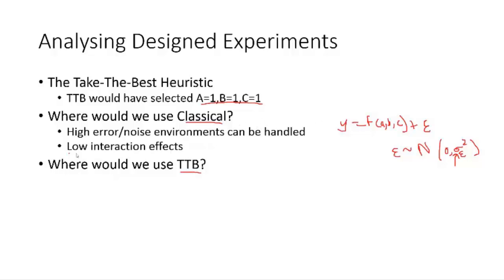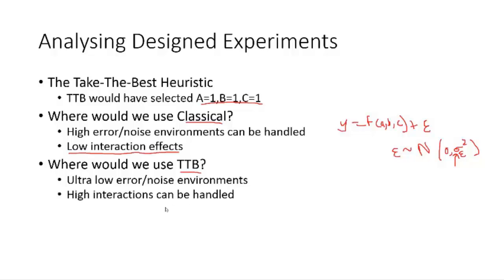Now, where it won't work well is when there is lots of interaction. So you need low interaction effects for classical analysis to work because it's just taking the average at A and average at B. In contrast, take the best would work only when there's very low error or noise. It would not work well when sigma e square is high, but because it just takes the best combination, it's almost like it doesn't care about the interaction. So high interactions work very well in its favor, and so you would use take the best there.